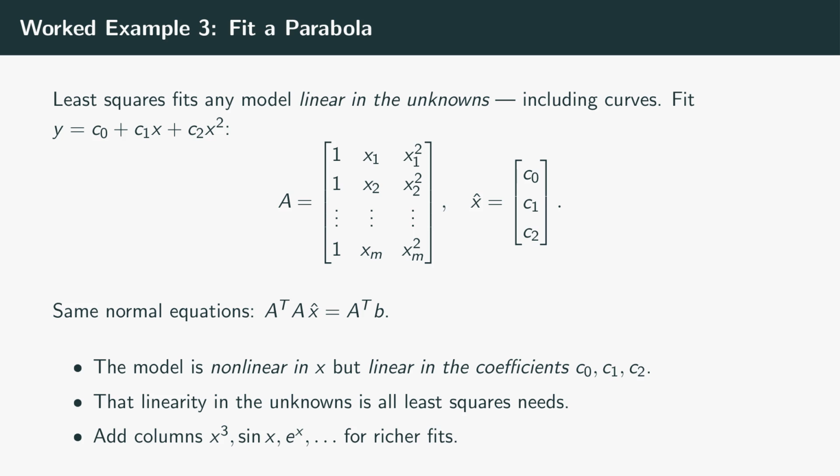Want a cubic? Add an x cubed column. Want sines and exponentials in your model? Add those columns. The same projection machinery fits them all. That generality is why least squares is everywhere in science and machine learning.